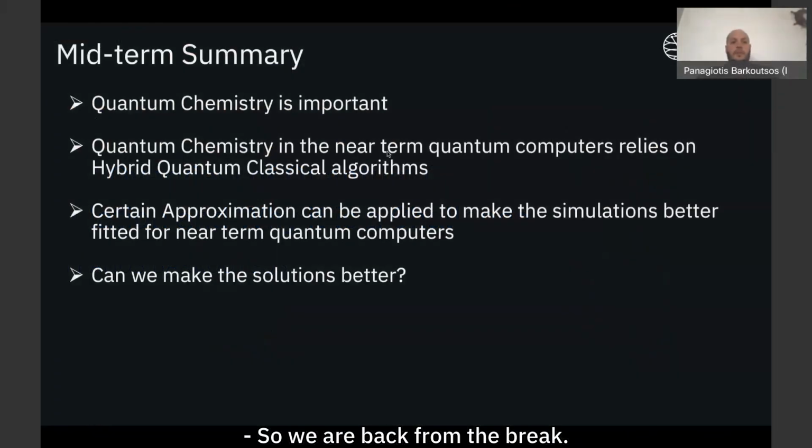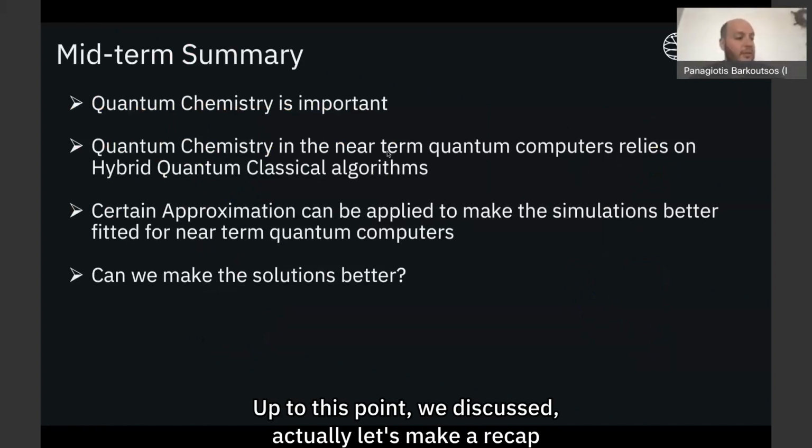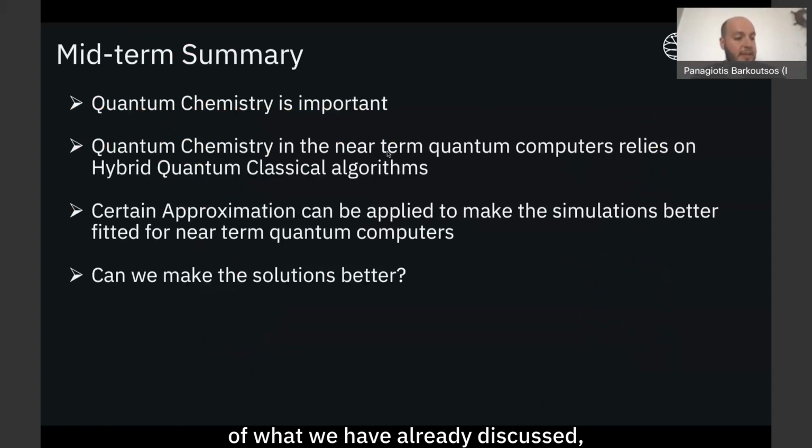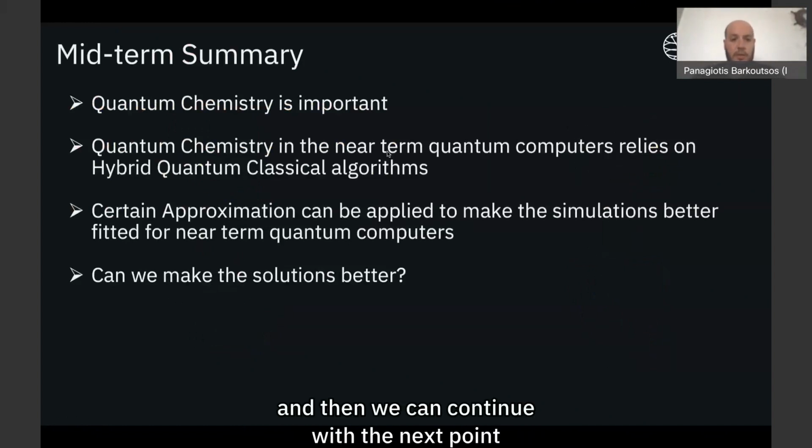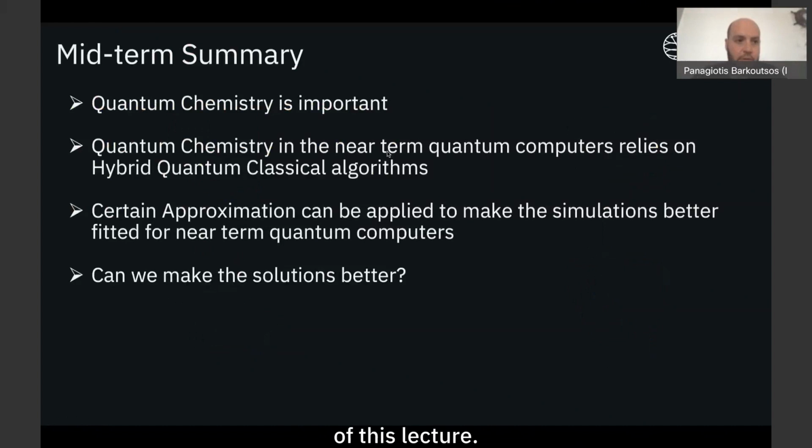So we're back from the break. Up to this point, we discussed, actually, let's make a recap of what we have already discussed, and then we can continue with the next points of this lecture.